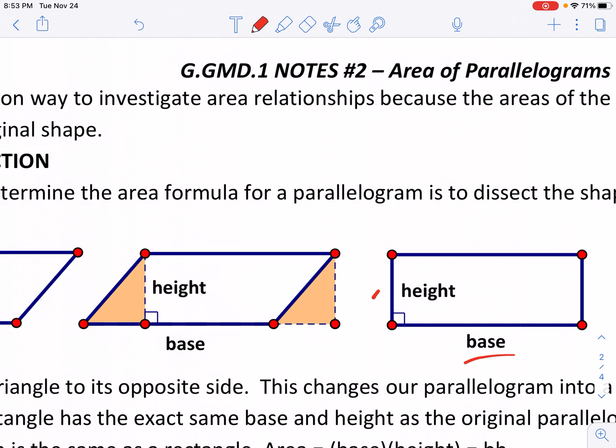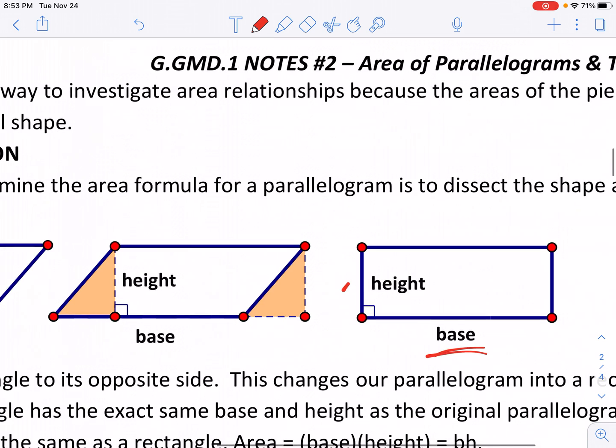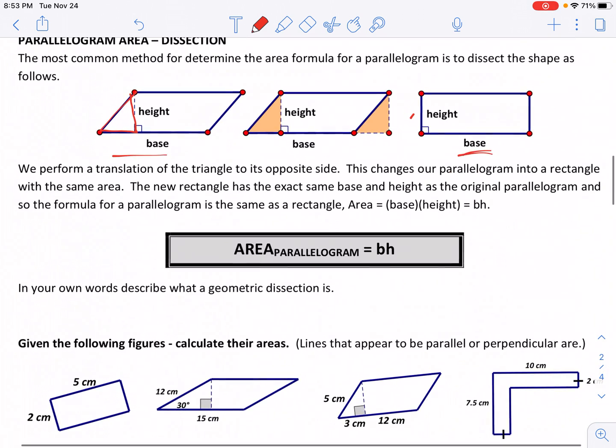Okay, so then it would have an area. So we just showed that this guy over here has an area equal to a rectangle of the same base and height. Okay, so with that in mind, we know that the area of a parallelogram is base times height, just like a rectangle. We just need to determine what that height is.